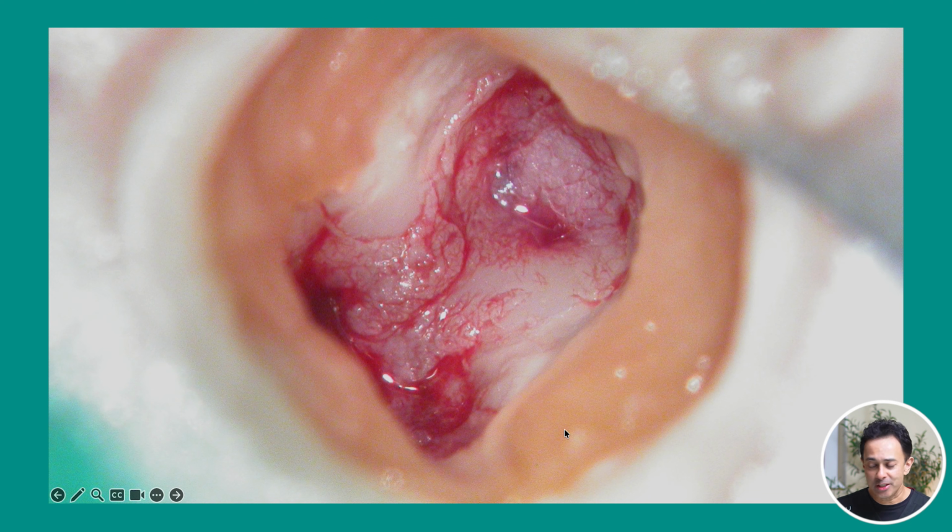By the way, the pictures that you see on your screen are all taken through the surgical microscope, and this is something that virtually any dentist can do in their clinical practice.